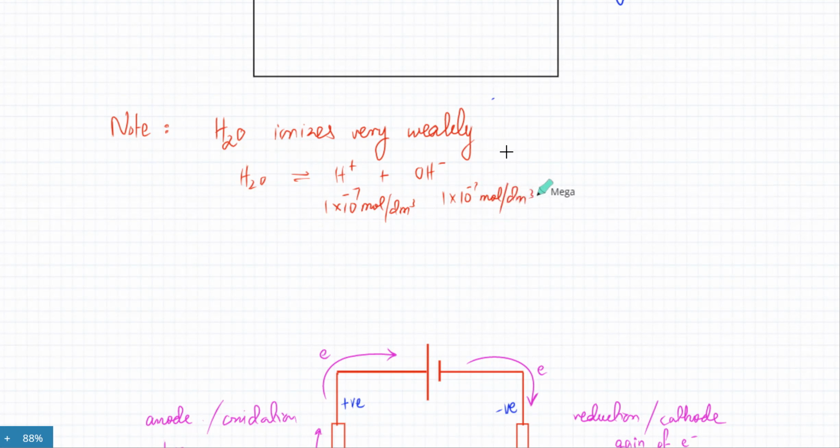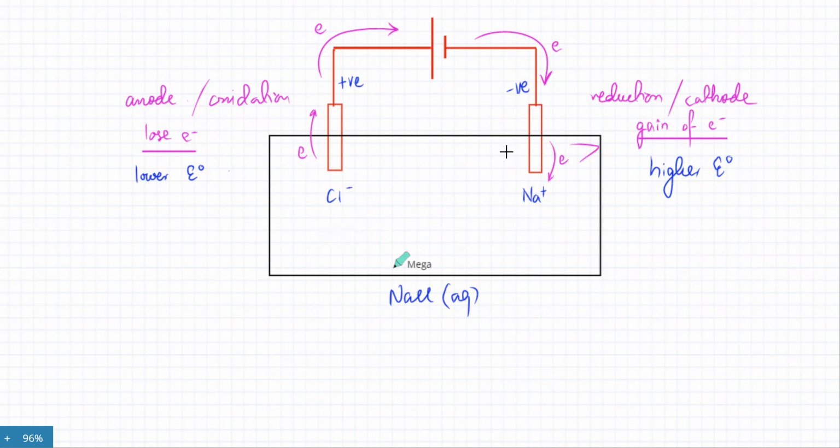So unlike O-levels, don't write H+1 or OH- ions. They are not to be written over here. Whenever your solution is aqueous, just remember there is no H+1 or OH- ions. What there is instead is water molecules.